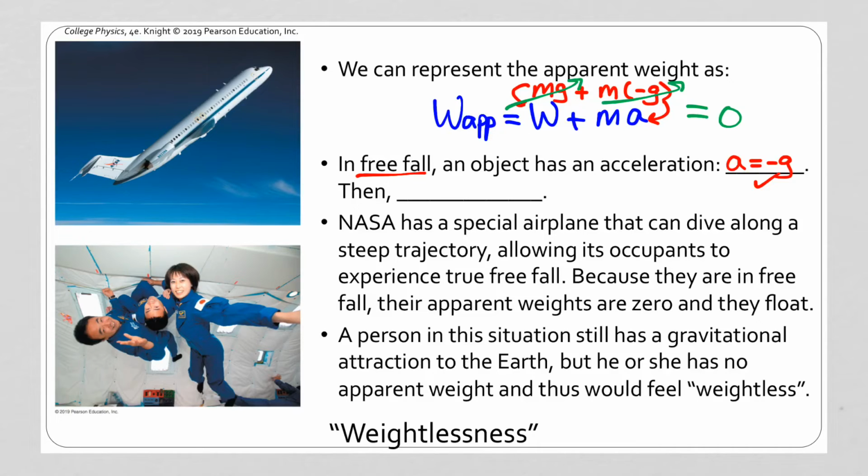So then we are "weightless." I put weightless in quotation marks there because you're not really weightless. Your weight is still there. You're still close to the earth, so the earth is still pulling on you, but you feel weightless. Your apparent weight is 0 because you're accelerating downwards at that free fall acceleration. So you don't feel any normal force. You feel like you're floating, but you are still falling due to the Earth's pull on you.